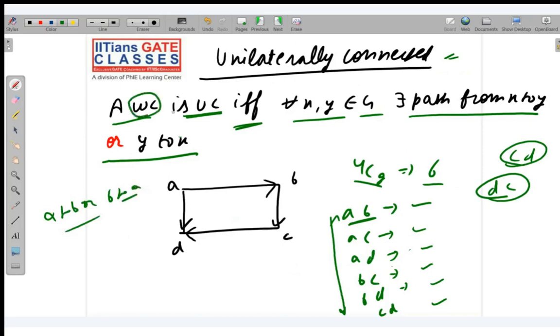A weakly connected graph is unilaterally connected, which means if I remove the directions, the graph should be connected. Even if I do not remove the directions, I will say there is a path from x to y or y to x. That is for sure.